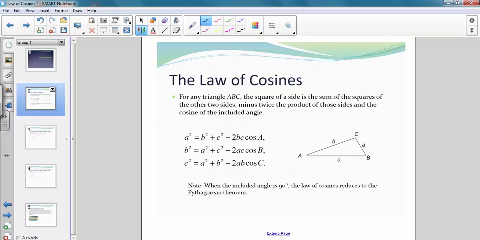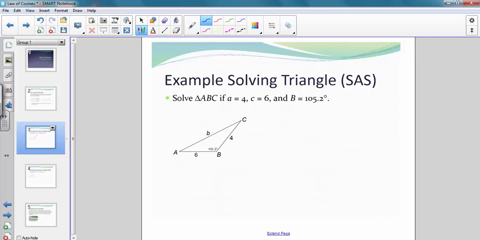So for any triangle ABC, the square of this side is the sum of the squares of the other two sides minus twice the product of those sides and the cosine of the included angle. So again, remember we need to have that angle be included. All right, let's look at our first example.